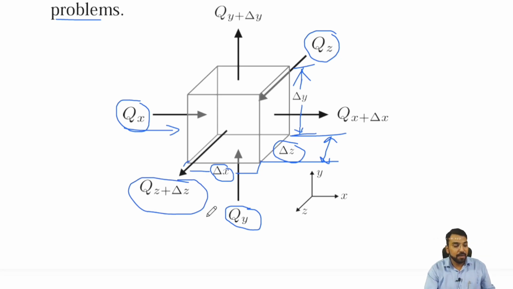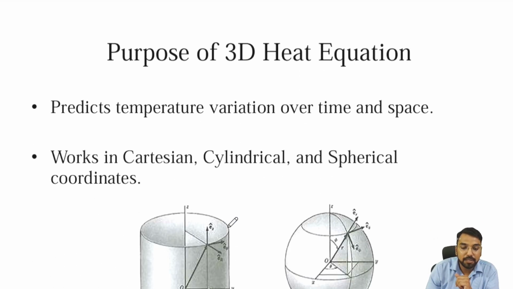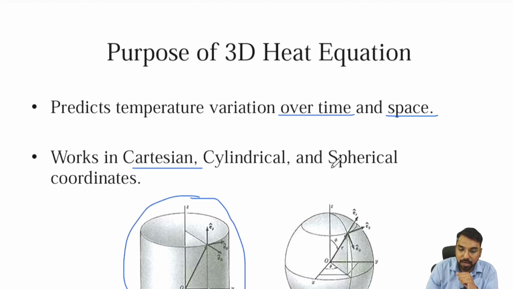You have just understood how heat transfer takes place in the x, y and z directions with the thickness. The purpose of this 3-dimensional equation is that we can predict the temperature variation over time and space. In 1-dimensional, we observe only 1-dimensional heat transfer, that means only in the length direction, or only the breadth direction, or only the thickness direction. The 3-dimensional heat equation works in Cartesian coordinates, cylindrical coordinates, and spherical coordinates also.